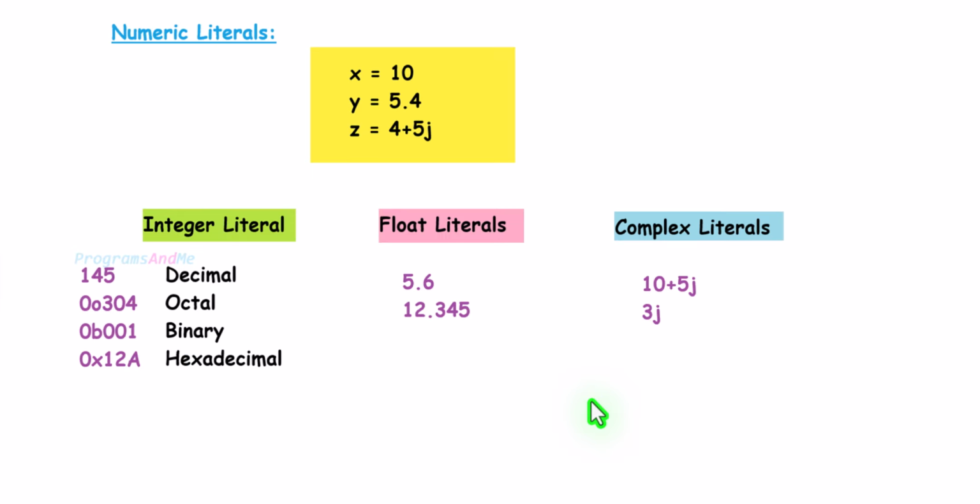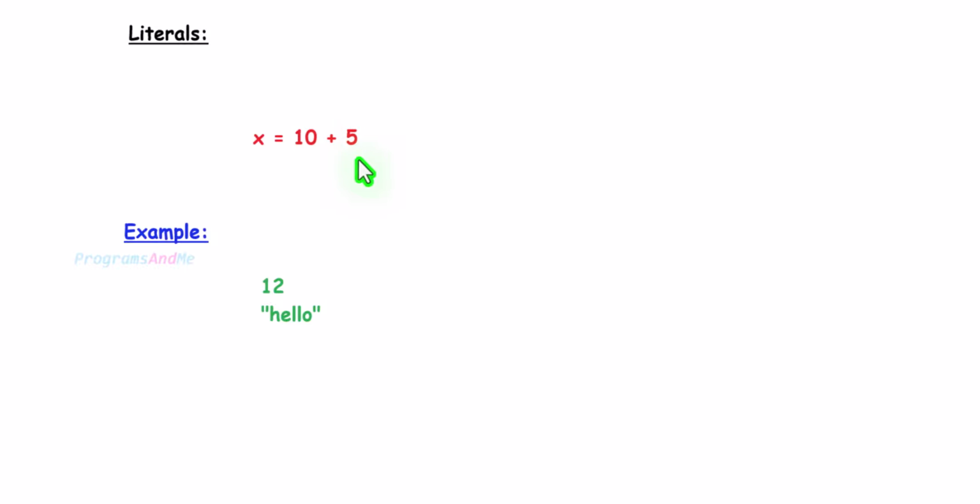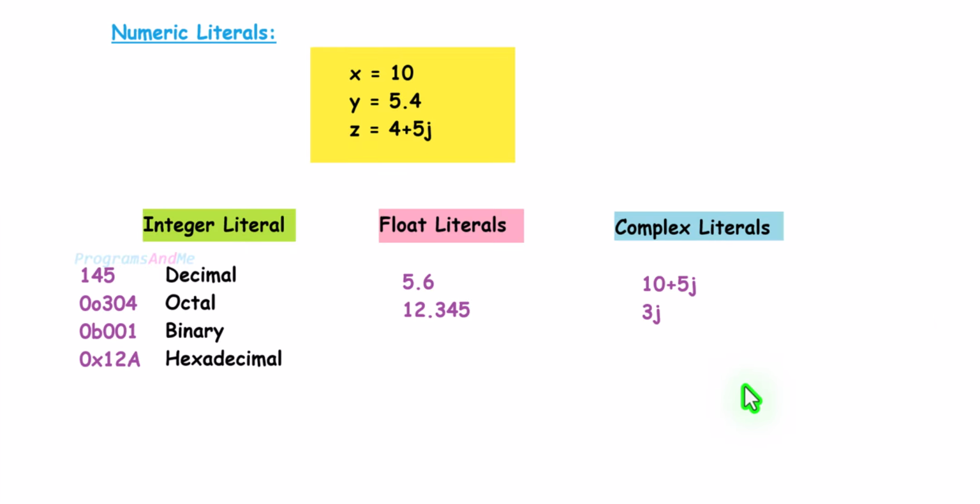As I said, literals are used to represent specific values directly within the code, right? And if that specific or fixed value is a number, then that is called a numeric literal. Just for example, here you can see x equal to 10, 5.4, 4 plus 5j. These are all numbers, so these are numeric literals. In the previous expression, 10 and 5 are numeric literals because they are numbers. And Python numeric literals are immutable, that means not changeable, and contain digits.